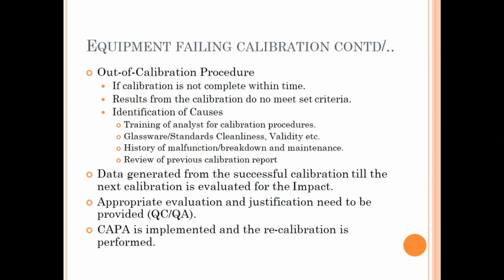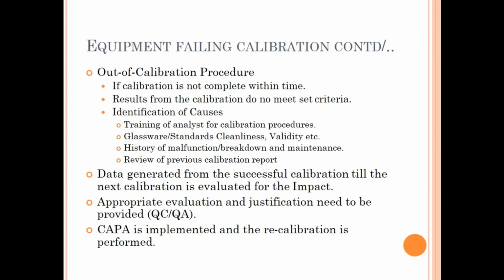Look at the maintenance records for the piece of kit, and review the breakdown history or the malfunction history of the equipment in question to see if that can provide any additional information. It will also prompt you to review previous calibration records for the kit. Data generated from the last successful calibration until the next calibration is evaluated for the impact. So any batches that were tested since the last passing calibration need to be looked at.